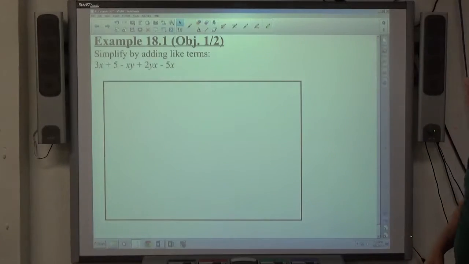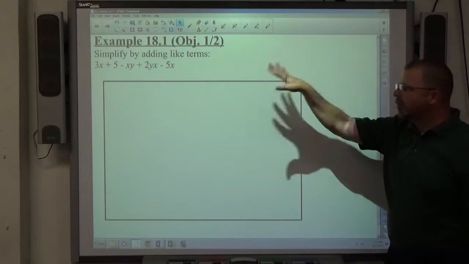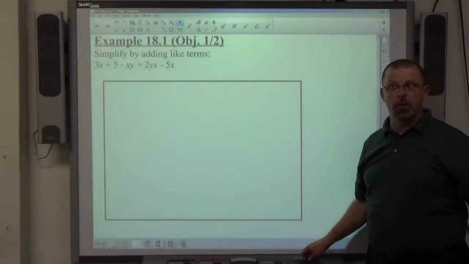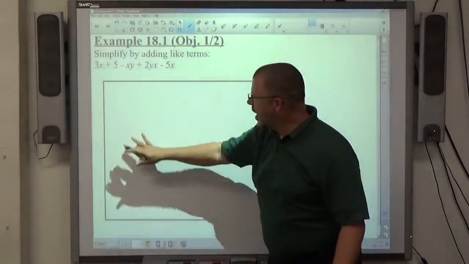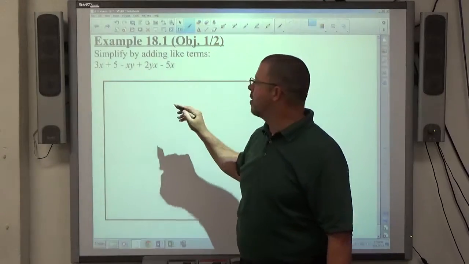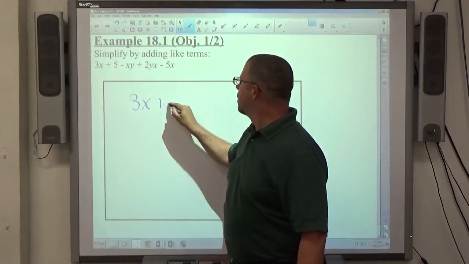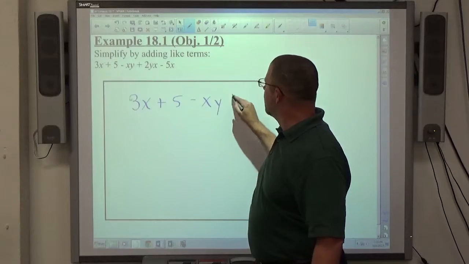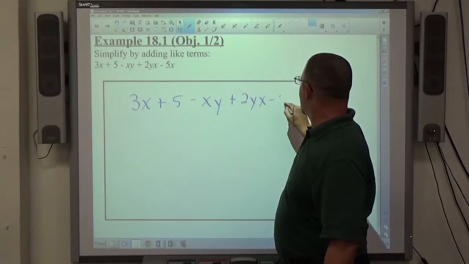All right, example 1. Simplify by adding like terms. This problem is the problem written in your book for your homework assignment. For example, this is my homework box. The first thing I would do is transfer the problem exactly as it's written on my paper. So 3x plus 5 minus xy plus 2yx minus 5x.